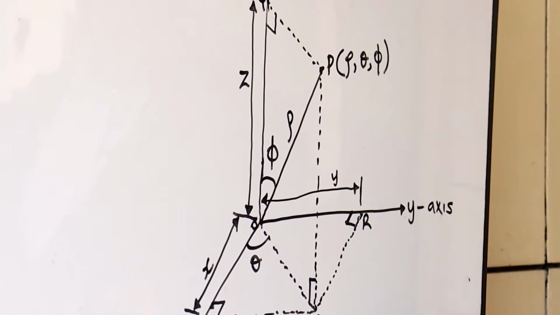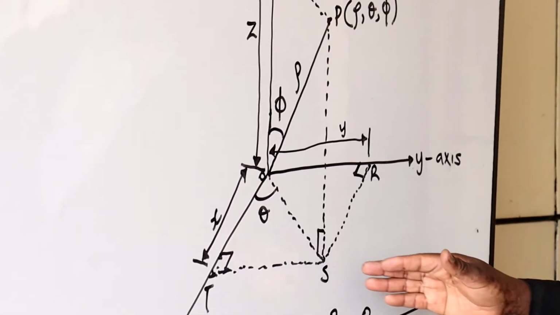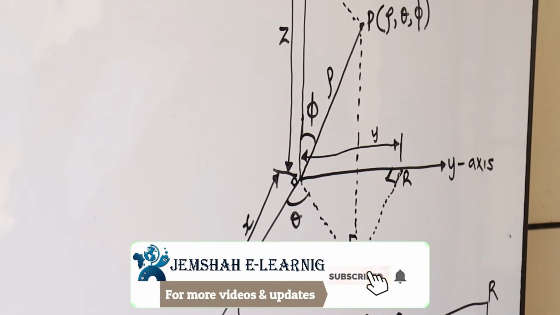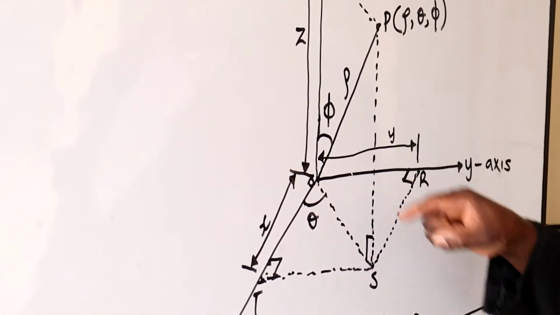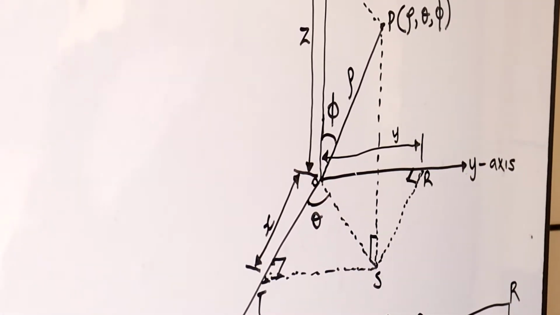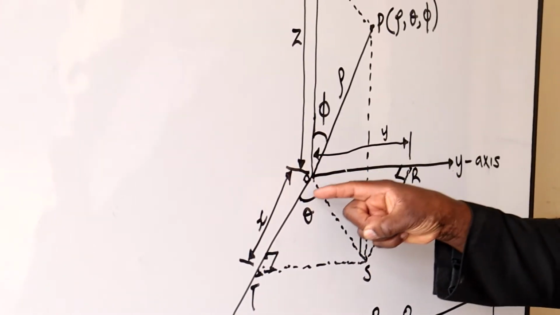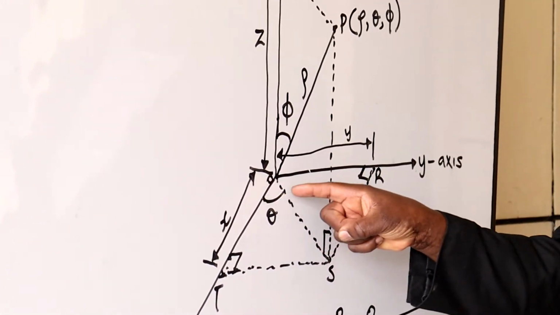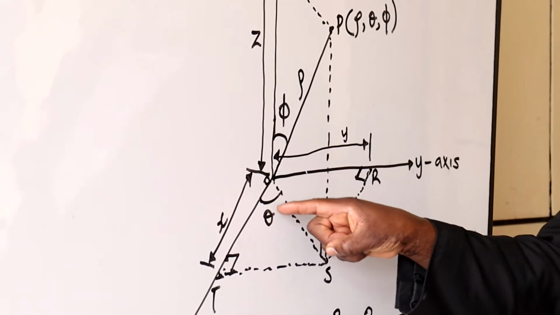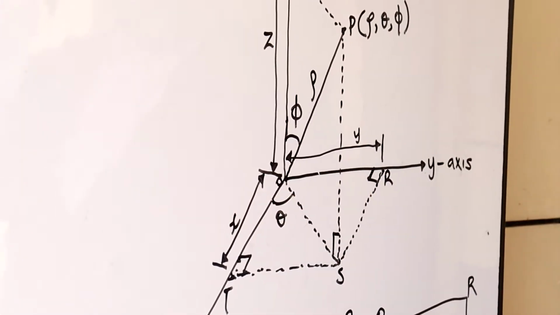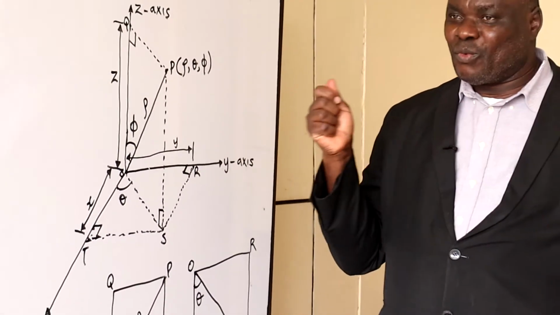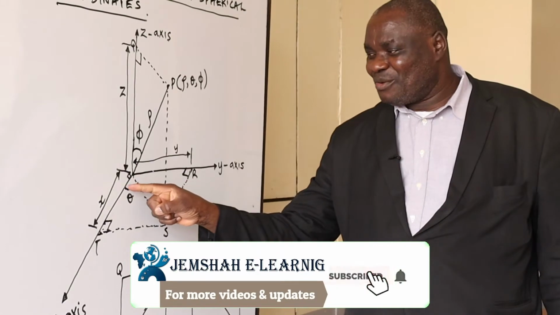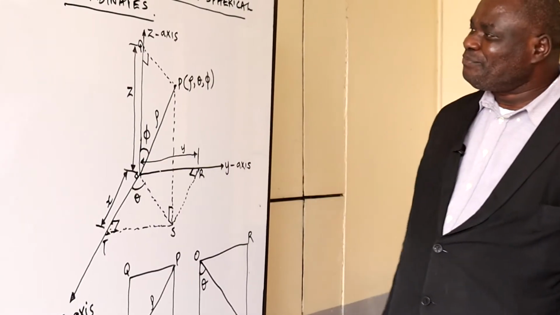Theta is normally the angle swept horizontally, like in our polar coordinates, that is the angle theta. It moves from 0, and the maximum value of theta will be 2 pi. So when we are dealing with the full sphere, it moves from 0 to 2 pi.